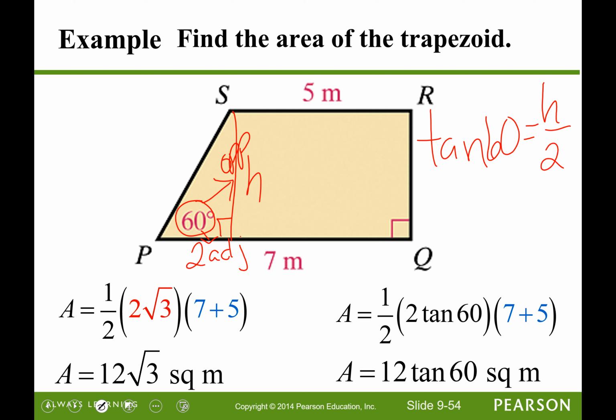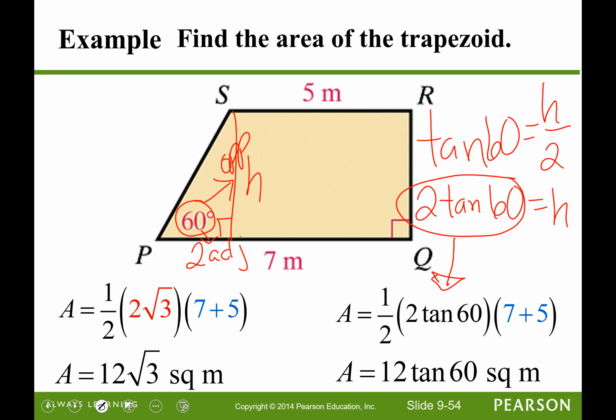We could then isolate h, so multiply both sides by 2. So that would be 2 tangent 60 equals h. And so this right here, this 2 tangent 60 is the height. So if you had used trig instead, your height would be plugged in as 2 tangent 60.